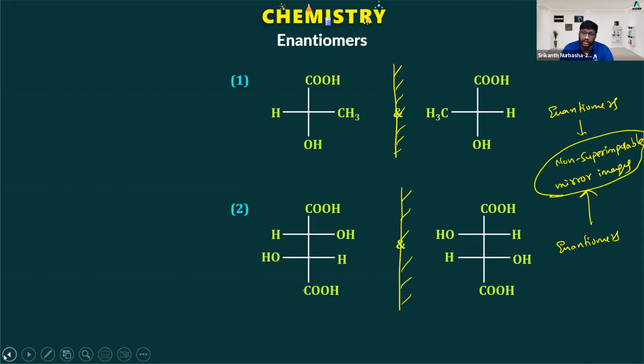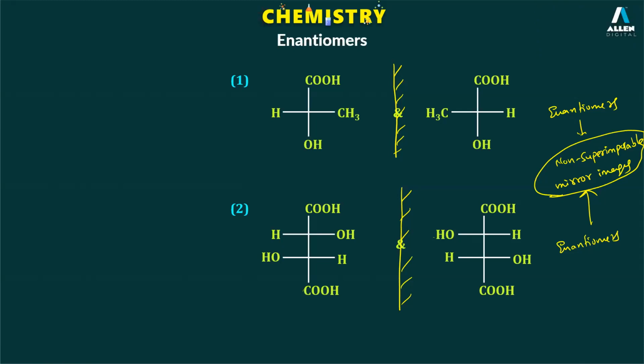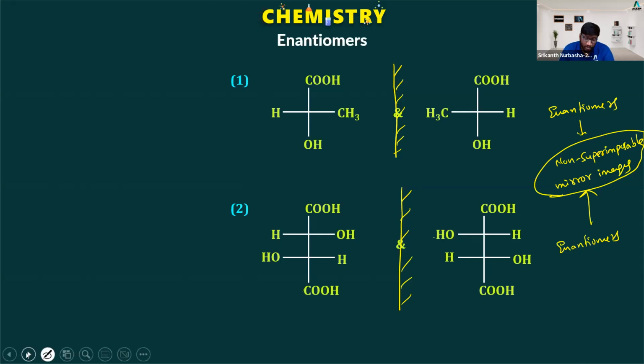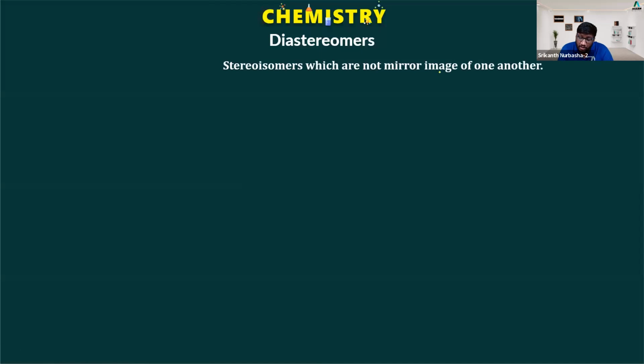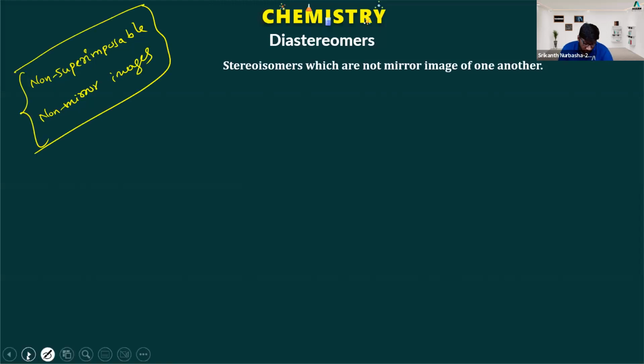Diastereomers, what are diastereomers? Can anyone define? Non-superimposable, non-mirror images are said to be diastereomers. Like cis-trans isomers, they are also included in the diastereomeric set. Diastereomers may be optically active or optically inactive. Stereoisomers which are not mirror images of each other, non-superimposable, non-mirror images, are called diastereomers.